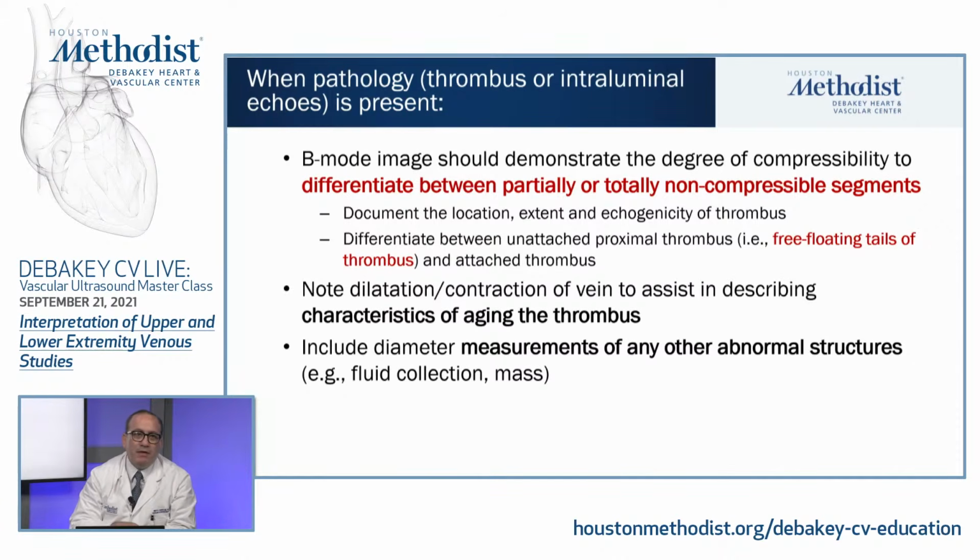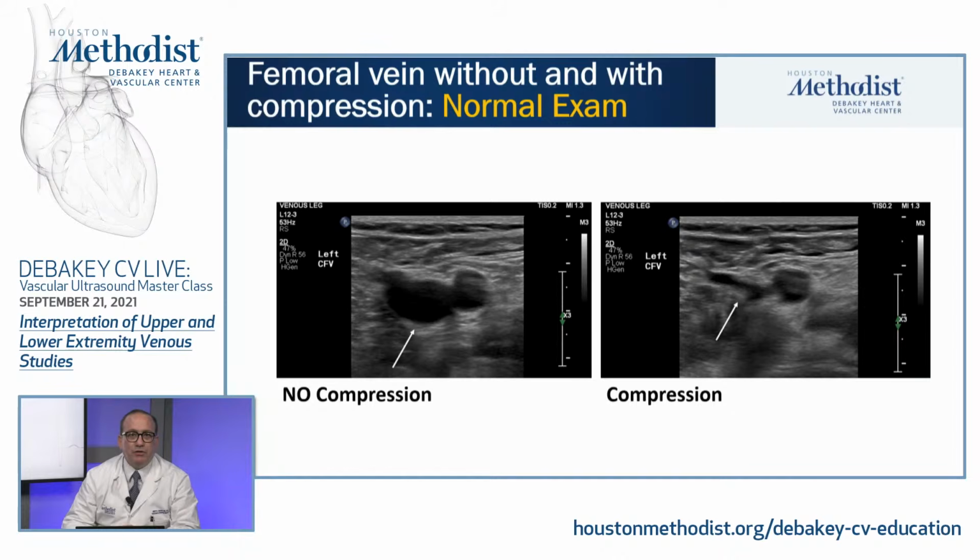In addition, if you find any other abnormal structures, a seroma, a hematoma, a pseudoaneurysm, a Baker's cyst, etc., it's important to identify the structure, label its location, and take measurements of such structure.